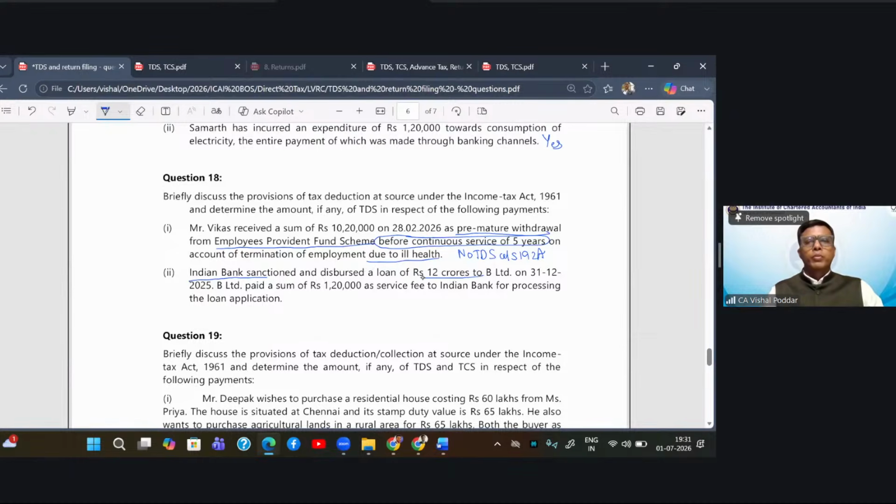Indian Bank sanctioned and disbursed a loan of 12 crores to B, who paid a sum of 120 as service fee to the bank for processing the loan. Now, students, again, one more golden rule. First rule, payment to government, no TDS to be deducted. Second, wherever the amount paid is not income or it is exempt income, no TDS applicable. Similarly, third rule, whenever you are making payment to a banking company, you will not deduct TDS. So here, even though this payment may get covered in section 194A, which is for interest and other charges, because of the exception for payment to a banking company, no TDS. Correct, students?